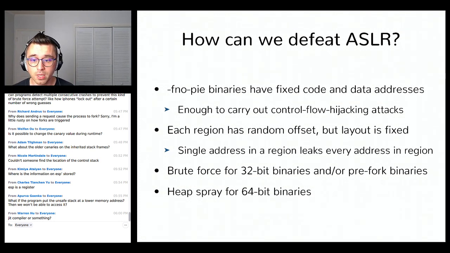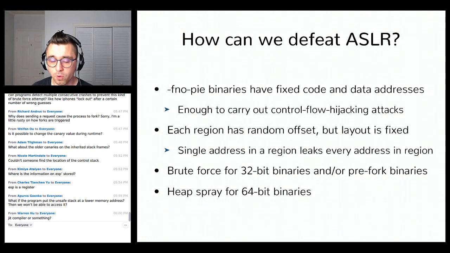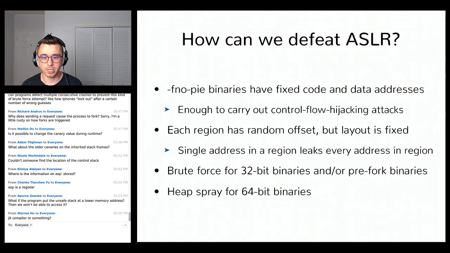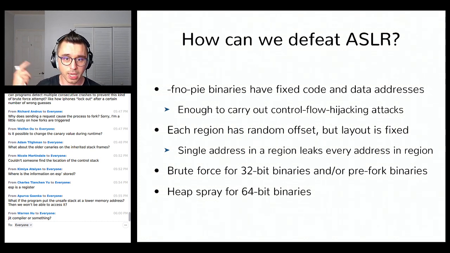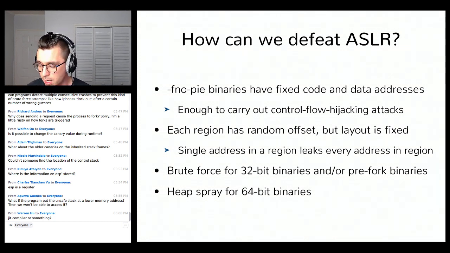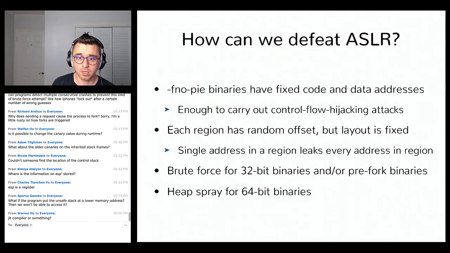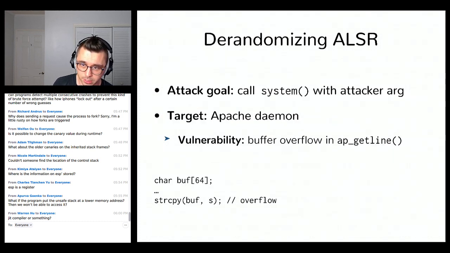And for 32-bit binaries, at least, we're able to carry out brute force attacks and figure out what these regions look like and take advantage of that to come back to our return to libc attacks. For 64-bit binaries, brute forcing doesn't actually work, so we can't flip that many bits. But heap spraying works pretty well. It's similar to JIT spraying, kind of the same idea. We just spray the memory address space and try to jump to locations, and with enough probability that will succeed.